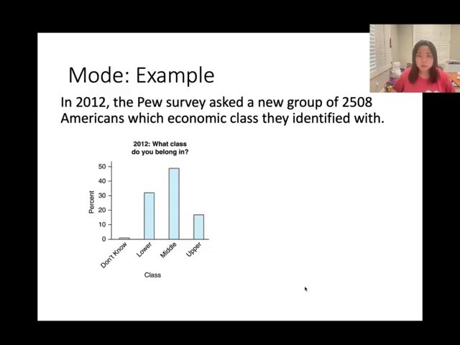Look at this example. A survey asked a group of 2,508 Americans which economic class they identify with. What class do you belong in? Look at this bar graph. Which class will be the mode? We look at the highest frequency one, so it should be the middle. The mode is the middle class. This one is unimodal, because we only have one highest frequency here.